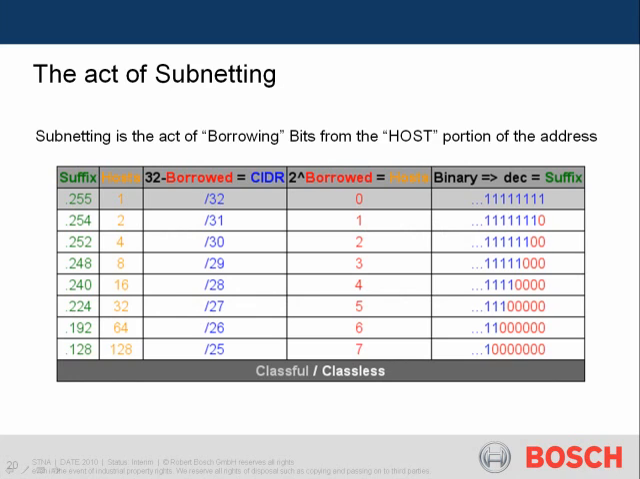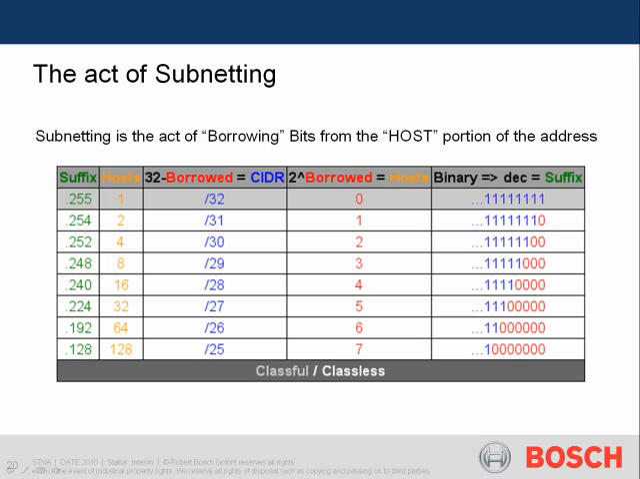This brings us to the act of subnetting. Subnetting is the act of borrowing bits from the host portion of the address and giving them to the network portion of the address. This creates smaller, more manageable networks and also increases security. You've actually already learned how to work the numbers on this chart. The only thing we're doing now is we're working them backwards.